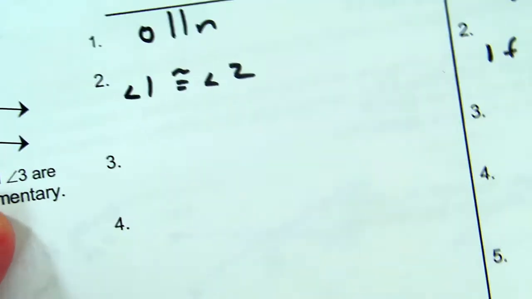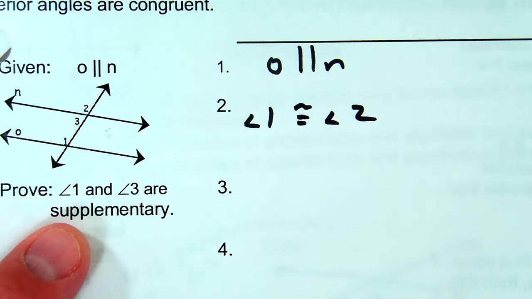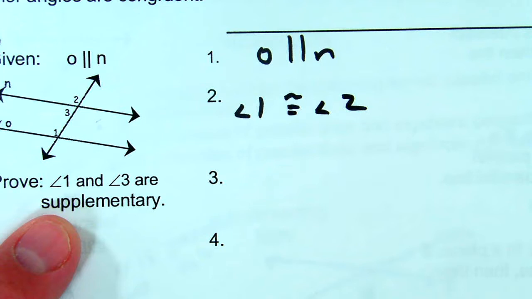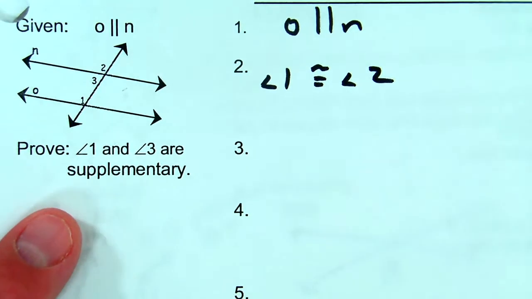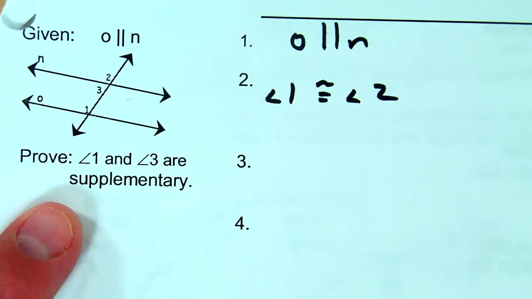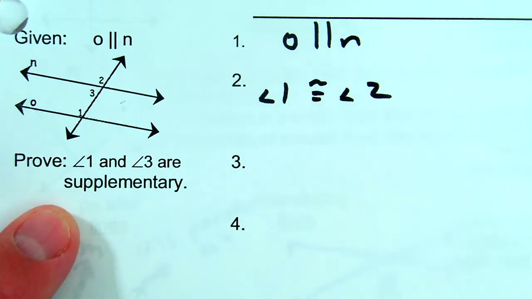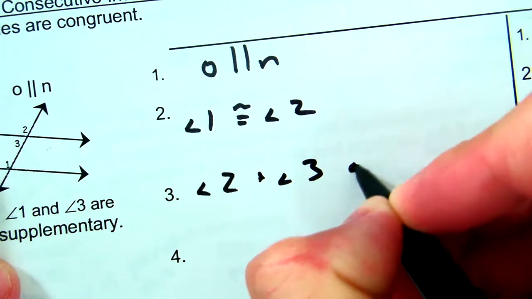Ultimately, what we're trying to prove here, though, is that angle 1 and angle 3 are supplementary. So at this point, you're kind of like, I've shown that 1 is congruent to 2. Where do I go from here? Well, this should clue you in. You're trying to prove that things are supplementary. So you should start throwing some supplementary in here. And what you know right now is that angle 2 and angle 3 are supplementary.